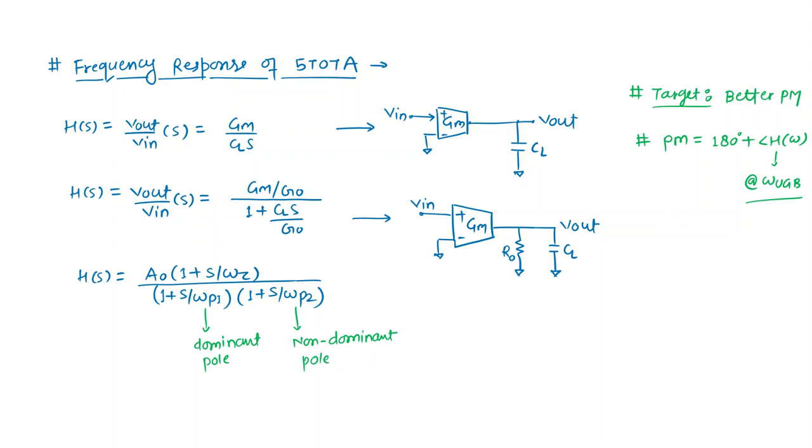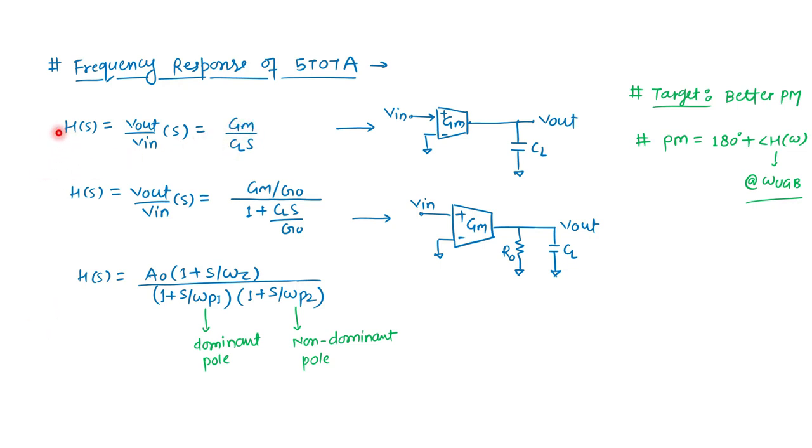So, hello friends. Till the previous video, we have seen the importance of phase margin, and we have seen the higher order transfer function. What was our omega p1, omega p2, and what should be the value of omega p2 and omega z for this second order transfer function with respect to the omega UGB.